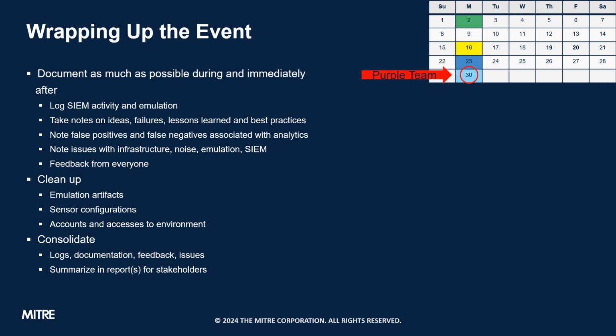Now, the Purple Team event itself might be a single day, or it might be a multi-day event. In this example, we're showing it as a one-day event. In any case, you'll want to immediately document as much as you can while things are fresh when the event ends. Have a hot wash with participants to get their feedback, and have a short discussion about next steps. Make sure you clean up any changes to the environment based on the emulation or new sensor configurations and credentials created for the Purple Team. Soon after the event, make sure to consolidate all of this information and start writing up reports for the relevant stakeholders.